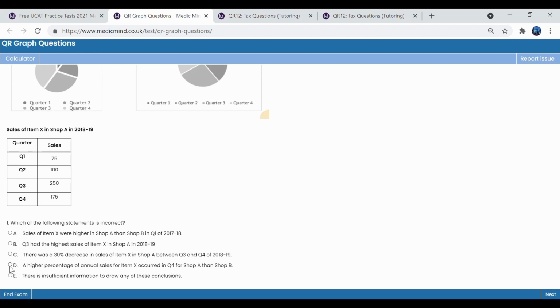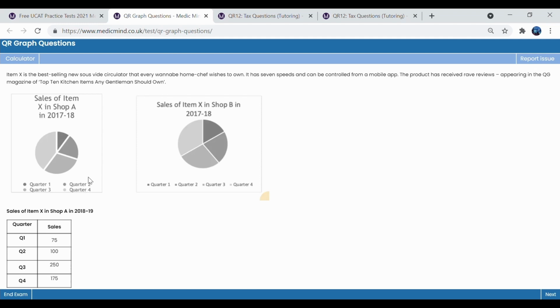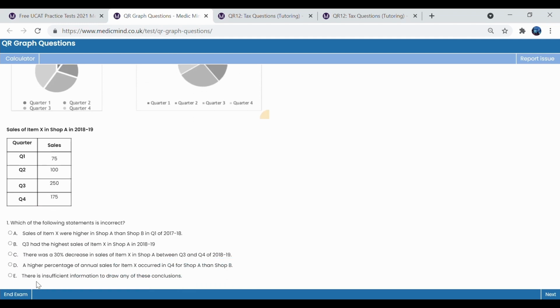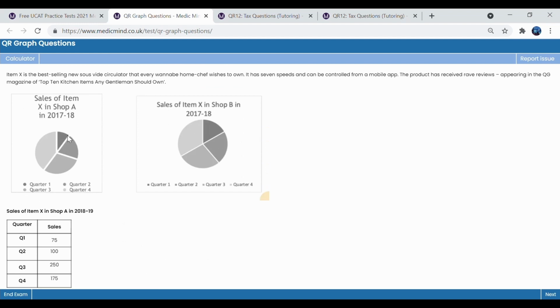D, a higher percentage of annual sales for item X occurred in quarter 4 for shop A than shop B. So quarter 4, 1, 2, 3, 4. Higher percentage means basically a proportion. So this proportion is clearly greater than this. So option D is also correct.